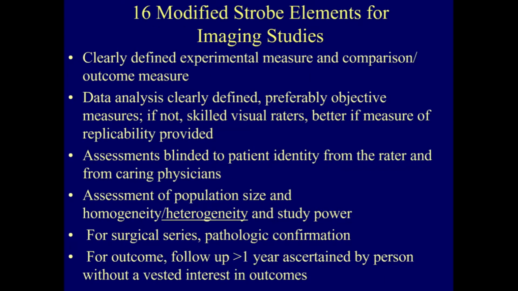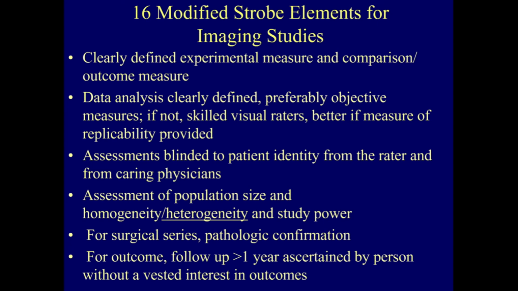You need to have a clearly defined experimental measure and a comparison or outcome measure. Data analysis should be clearly defined and identified at the beginning of the study, not at the end of the study, preferably an objective measure. If not, you can use skilled visual raters. It is better if a measure of reproducibility is provided. Assessments blinded to patient identity from the rater and from caring physicians is essential. So any experimental measure, the person who is making that assessment needs to be blinded to the patient identity from the caring physicians, and the caring physician should be blinded from this as well.